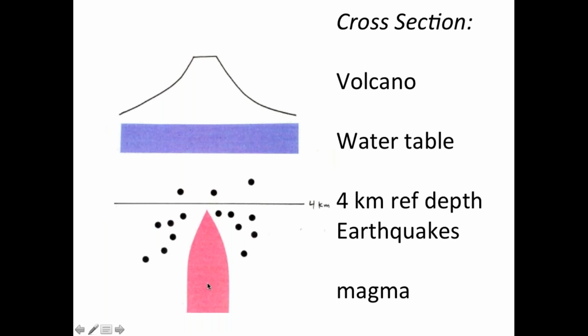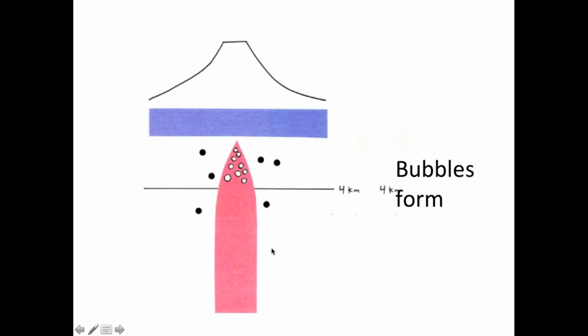Okay, so the first step of this generic swarm then is magma starts to move or increase pressure. The pressure is transmitted to the surroundings, so we start getting increased seismicity in the surroundings, and that will be our high-frequency event swarms.